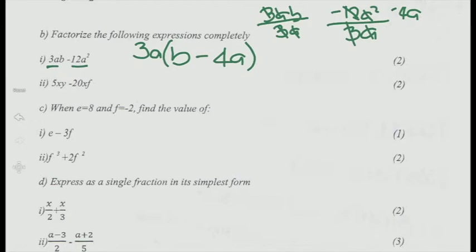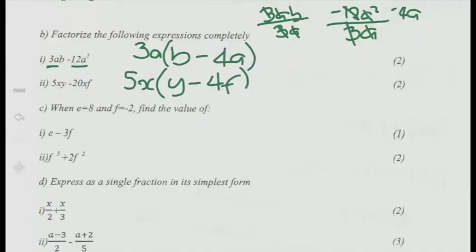We have 5xy minus 20xf. Common factor of 5 and 20, we have 5 as a common factor. Of xy and xf, we have x. So we have 5xy divided by 5x, leaving us with y. 20xf divided by 5x. So 5 into 20 goes how many times? Goes 4 times. The x will cancel out, leaving us with the f. So it's 5x into y minus 4f.